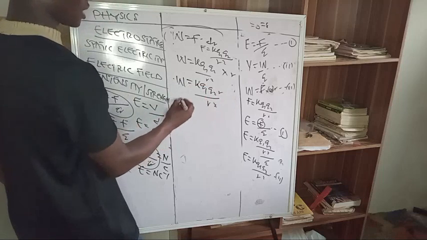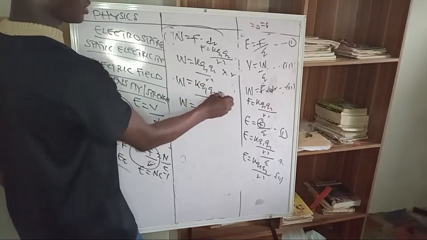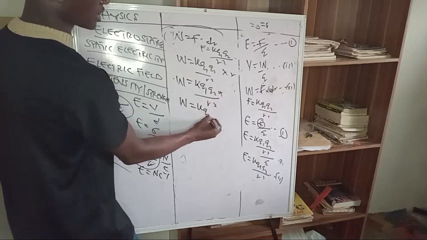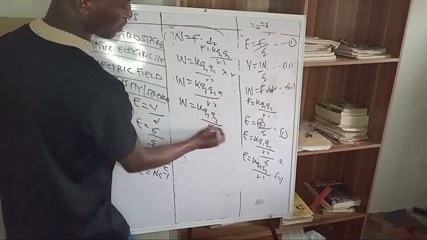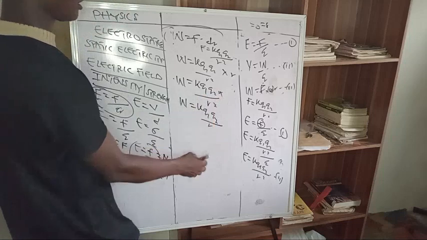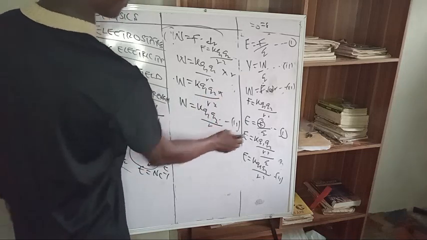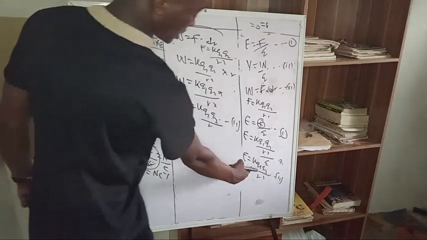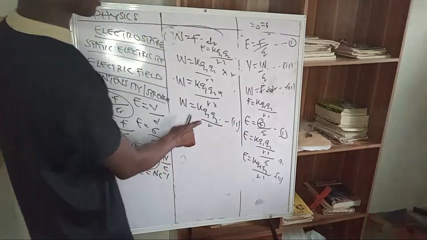I'm going to cancel one R out: one R cancels one R. Then I have KQ1, Q2 over R, because one R has taken one R in this place. So this becomes the value of work done in equation 2. This is electric intensity in equation 2, and this is work done in equation 2.